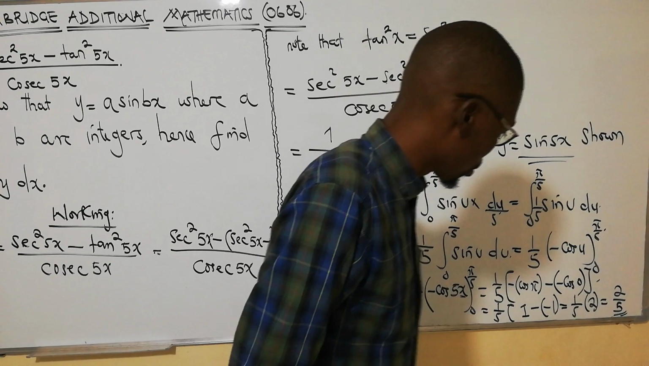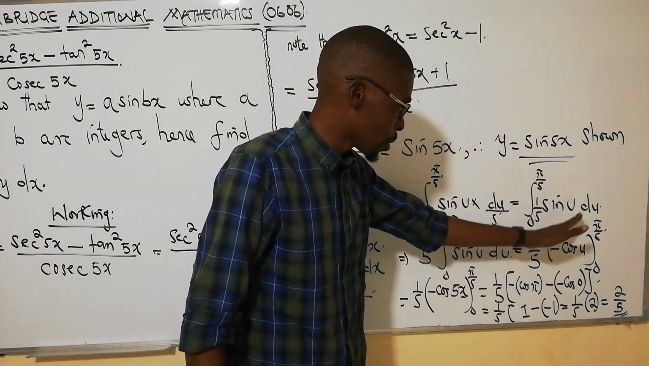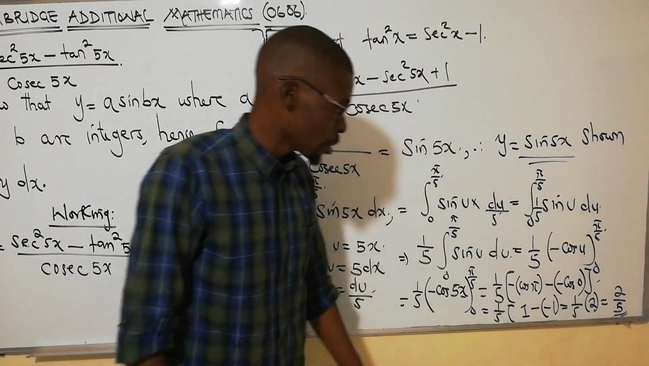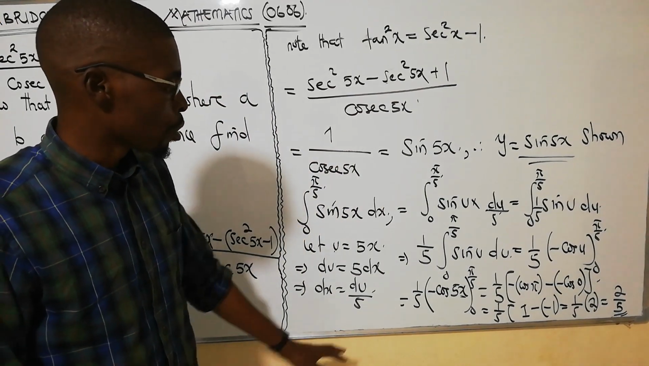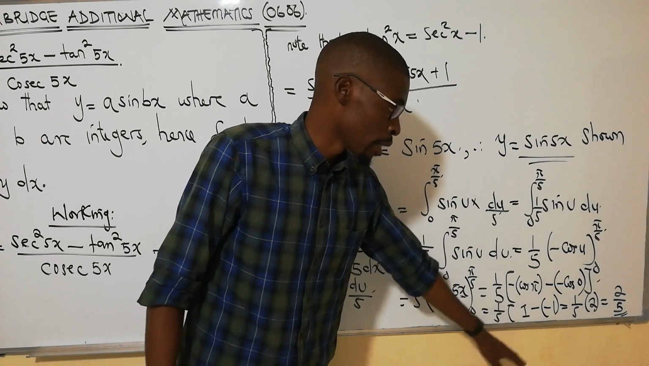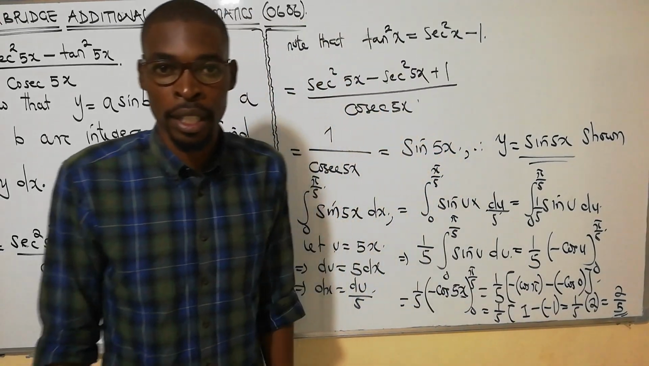So that's what gives us, once we evaluate all the values from 0 to pi over 5, wherever there is x in this integral, the answer 2 over 5.